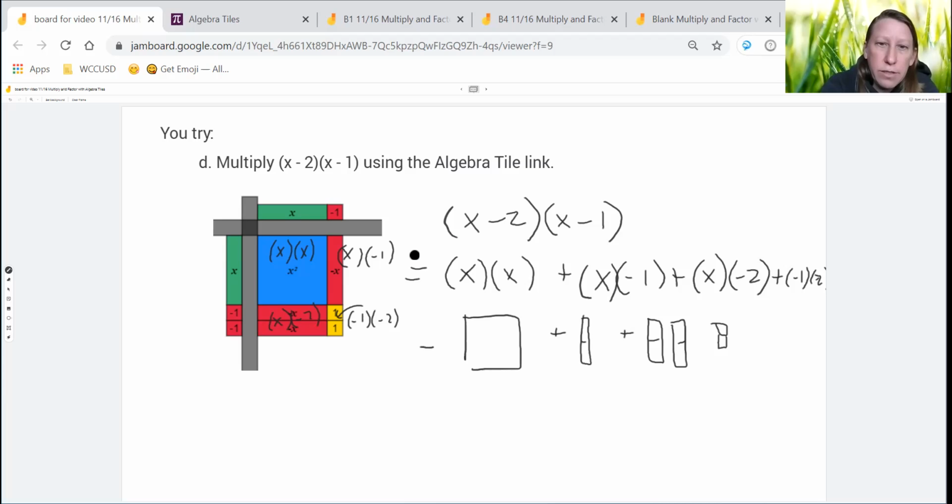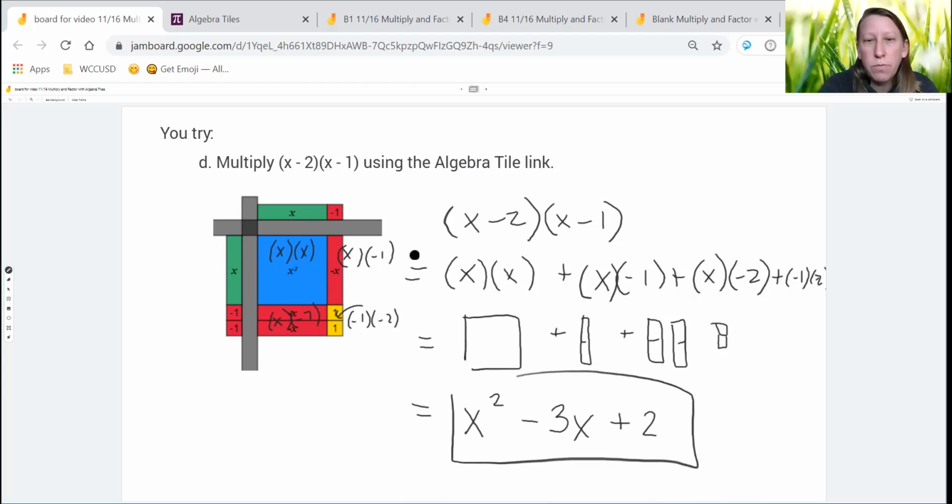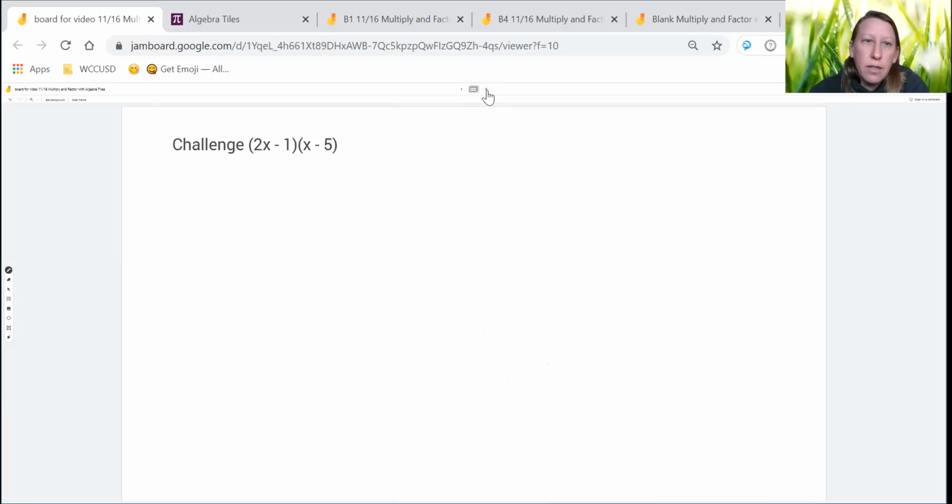Okay, so the final answer here is we had the x squared. We had 3 red x's, -3x, and we had 2. That's the answer to this problem. 2 is my constant. This is the answer. These are the 4 pieces that get put together. We get to put these terms together because they're alike.